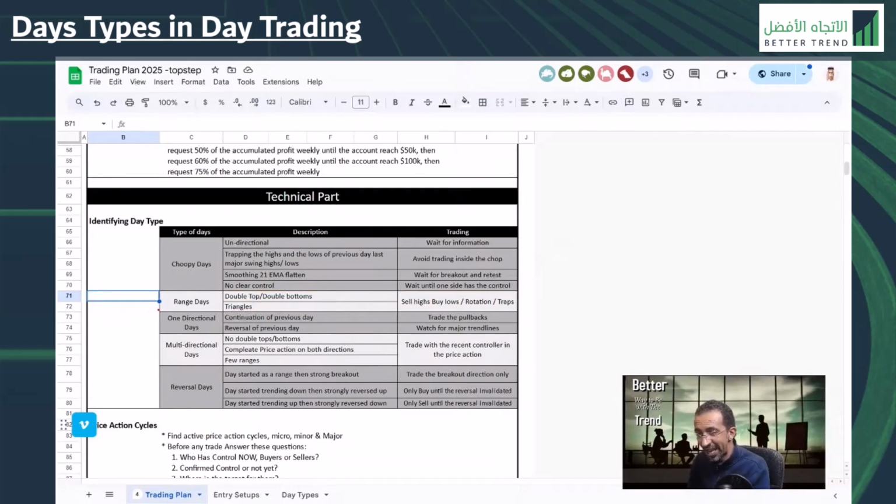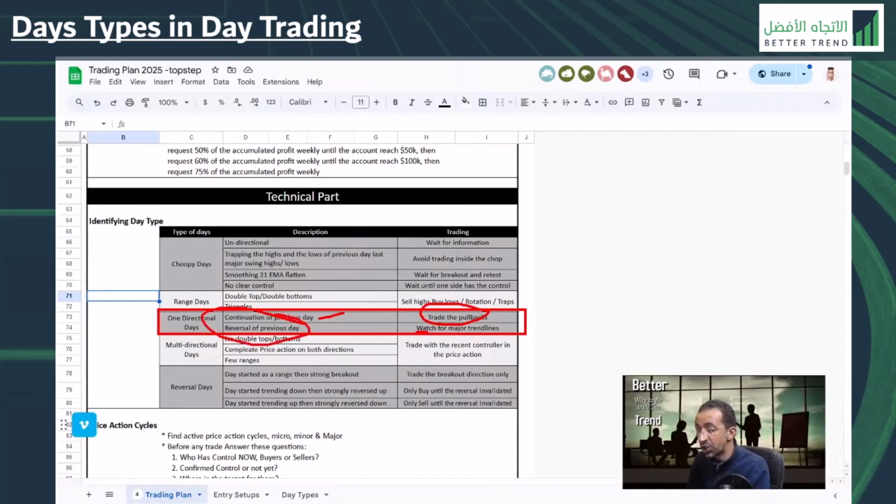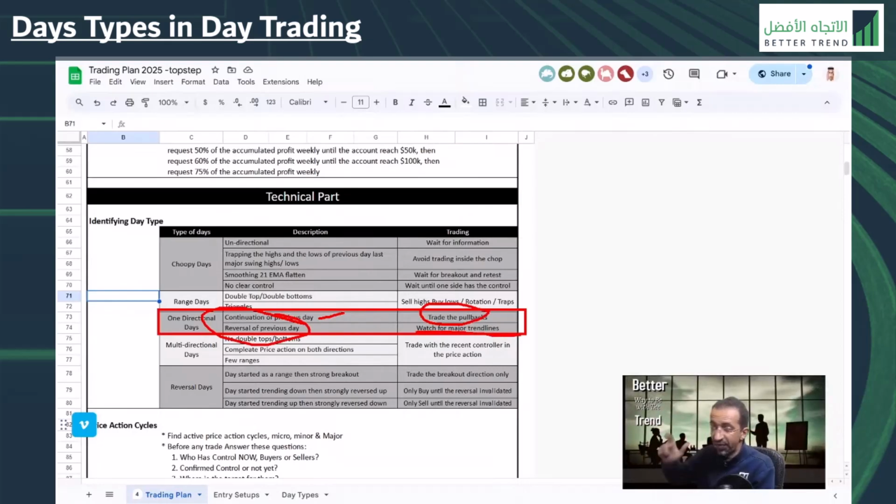One directional day. Only one direction. If it is a continuation of the previous day, trade the pullback. If it is a reversal of the previous day, watch for the major trend line. Also, trade the pullback. However, watch out if the major trend line is broken.